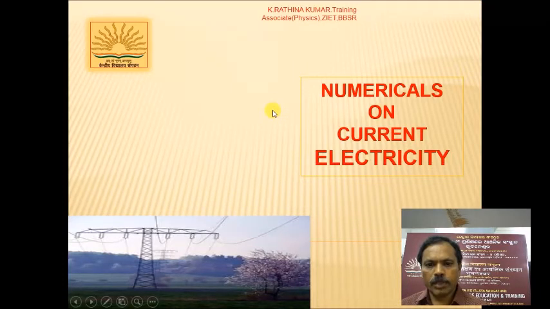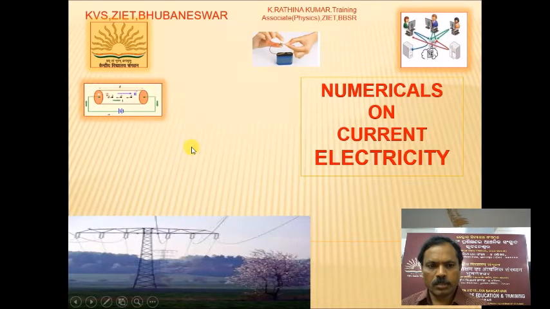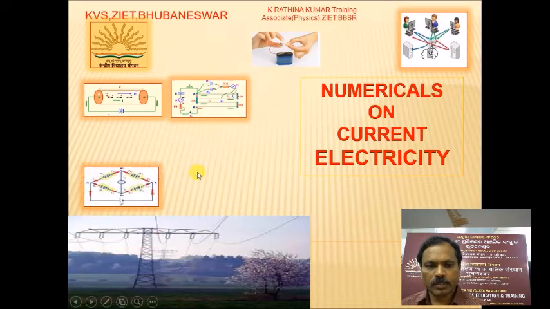The topics based on which we are going to do the numericals are this topic, that is the drift velocity. Then on the basis of this, potentiometer, comparing the EMF of two cells. Then Wheatstone bridge or Kirchhoff's laws. Then internal resistance of the battery.